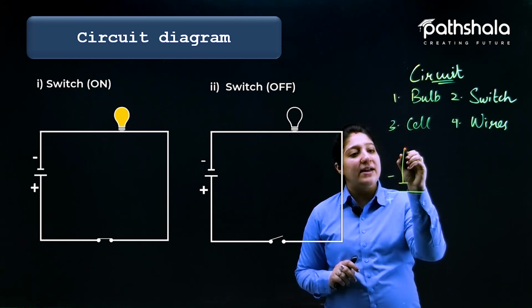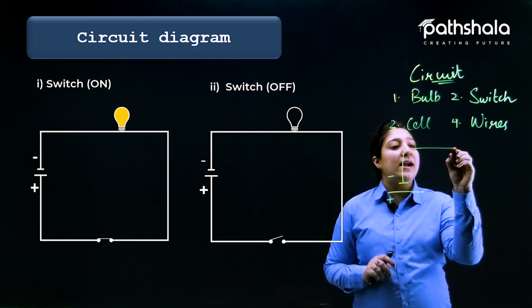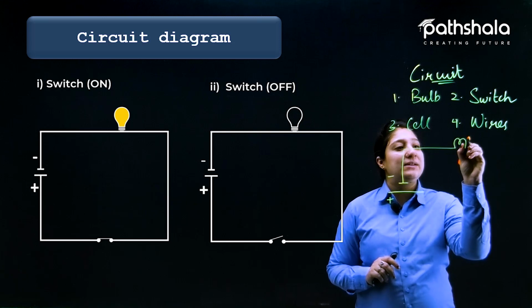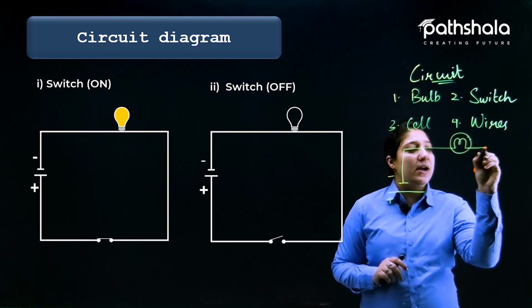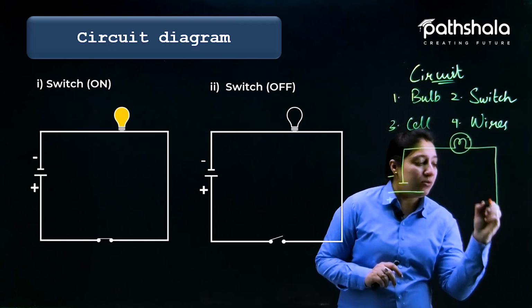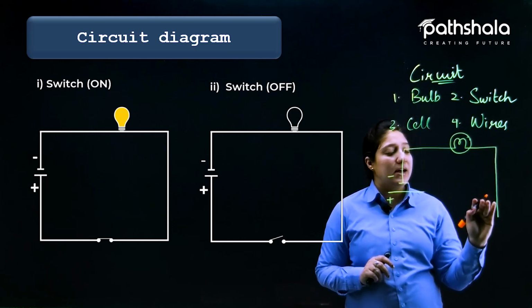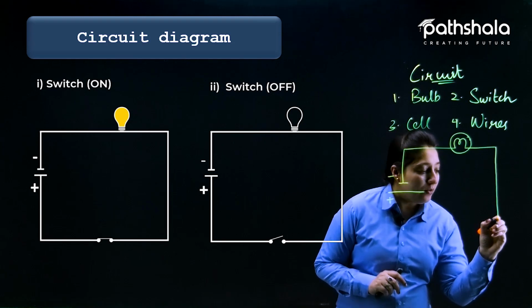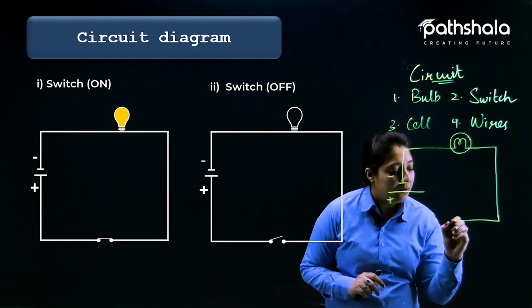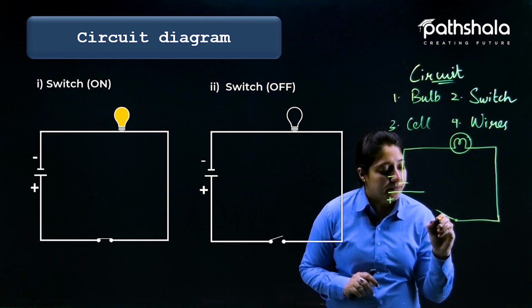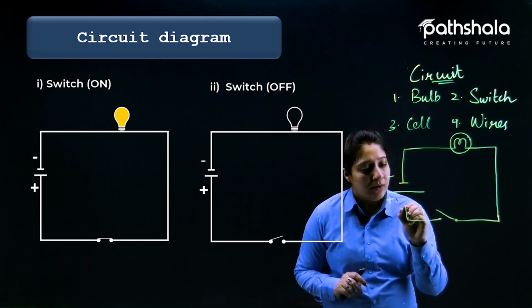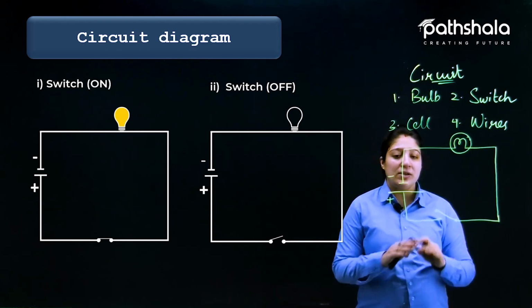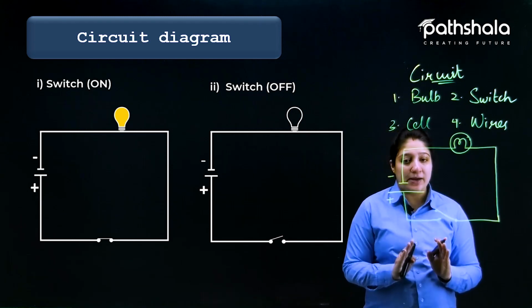Now, I'll draw the wires. Then I'll draw the bulb. Bulb is drawn by this symbol. Again, then I'll move down. These lines other than the cell and bulb are the wires. Then what I'm going to do is place a switch. Right? So this is our switch. So that is how a diagram is made.